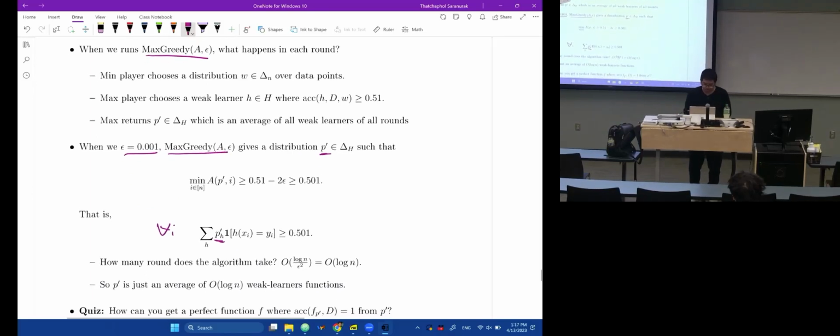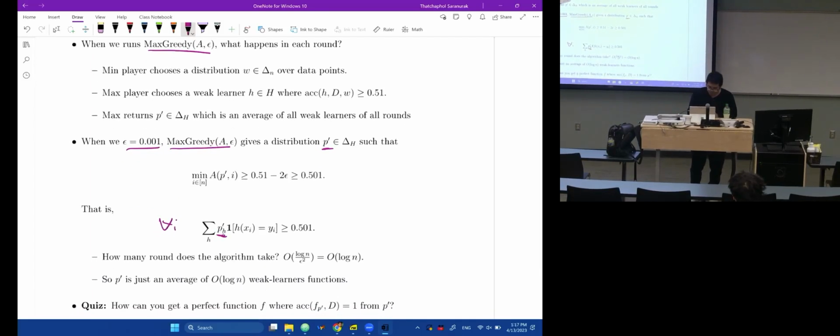And by the way, note that this P prime here is a simple distribution, right? Because how many rounds does the algorithm take? The algorithm that we have is just log n over epsilon squared, and epsilon is constant, so it's just log n. So P prime is really just an average over log n many weak learners. It's a simple distribution. It's not a crazy distribution. It's just the average of log n weak learners.